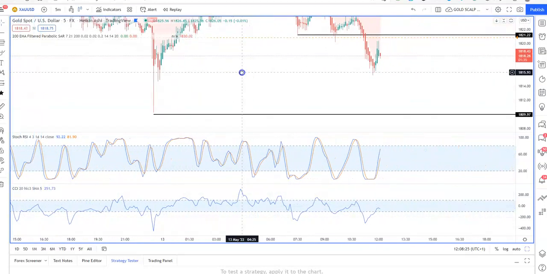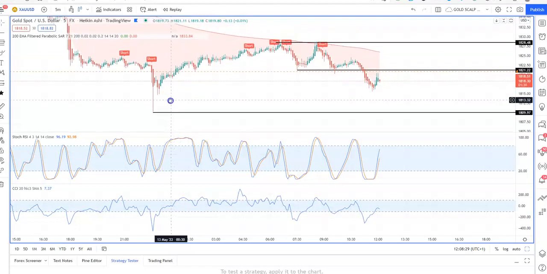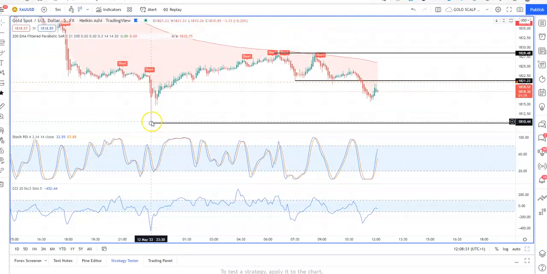So 1810 is of interest. Let me squeeze that up a bit so you can see that. 1810, which is the previous low of yesterday at 11:30 at night UK time. So what's likely to happen is that as the price moves up to 1821, it's going to find it difficult to actually make any gains from there.